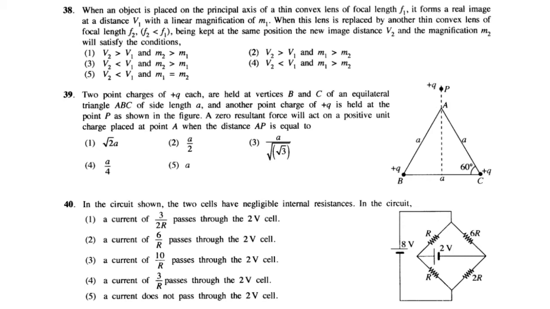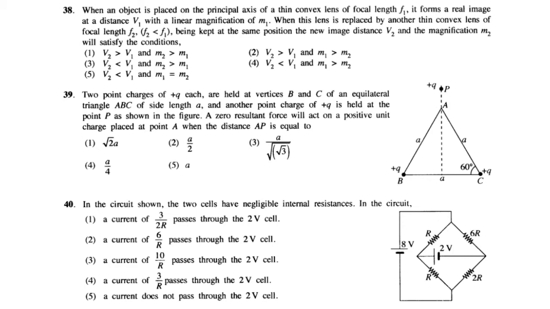Draw the lens and mark the two focal points, and then keep your object beyond the focal point. To get a real image, you have to keep the object beyond the focal point. So when you draw two diagrams, you can observe that V1 is greater than V2. When you compare the magnification equations, you can understand that M1 is greater than M2.